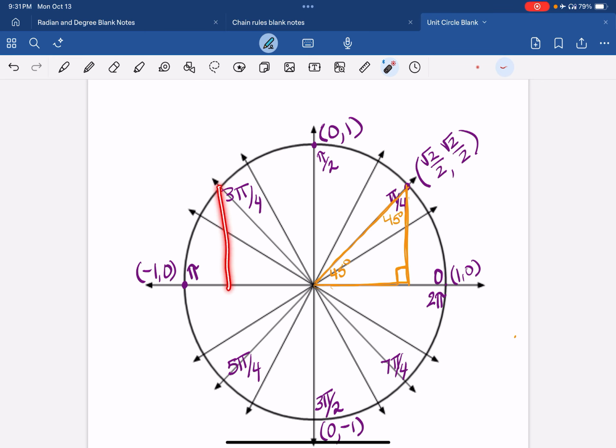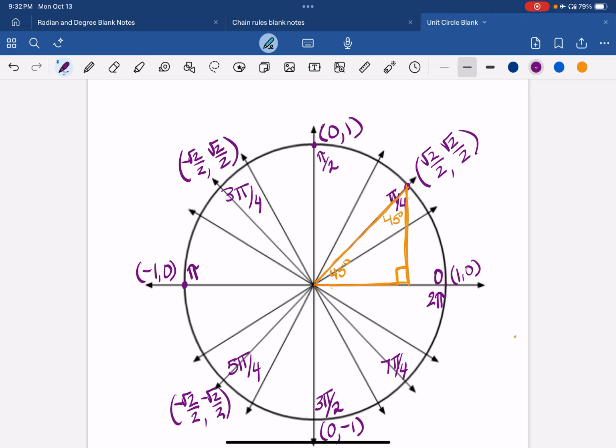So as we go around this circle and we hit our next value over 4, we'll have the same triangle drawn over here. It's still a 45, 45, 90, but now it's in the second quadrant, so the only thing that's going to change are the signs. So at 3 pi over 4, we're going to have negative square root of 2 over 2, square root of 2 over 2. And then we go into the third quadrant, same thing, except both of them will have a negative sign. So we get negative square root of 2 over 2, negative square root of 2 over 2. Okay, and then in the fourth quadrant, we'll have a positive, negative, so we'll have square root of 2 over 2 and negative square root of 2 over 2.